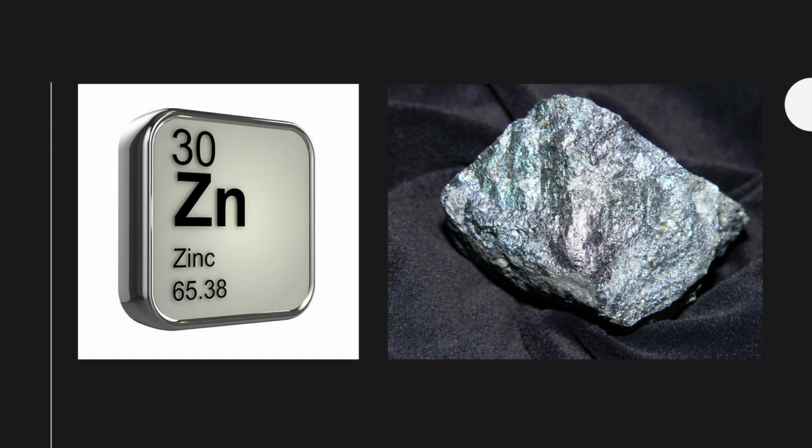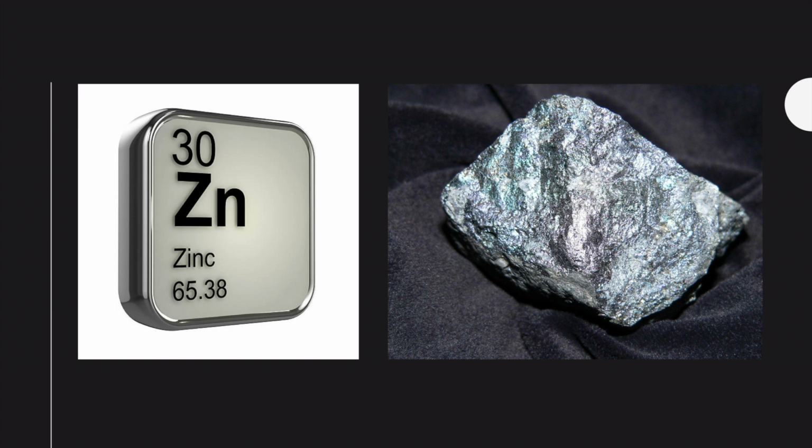Zinc is the chemical element with the symbol Zn and the atomic number 30. That means that a zinc atom has 30 protons and 30 electrons. Each element is identified at room temperature and pressure as being a solid, a liquid, or a gas. This is referred to as the element's state of matter. Zinc's state of matter is solid.